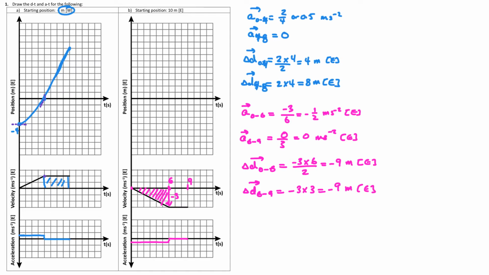Let's start with the position. Our starting position is 10 meters in the east direction, so that's 1, 2, 3, 4, 5, 6, 7, 8, 9, 10, all the way here. After 6 seconds, we move -9. So 1, 2, 3, 4, 5, 6, 7, 8, 9. So we move all the way here. Or you can just say 10 minus 9 is 1.